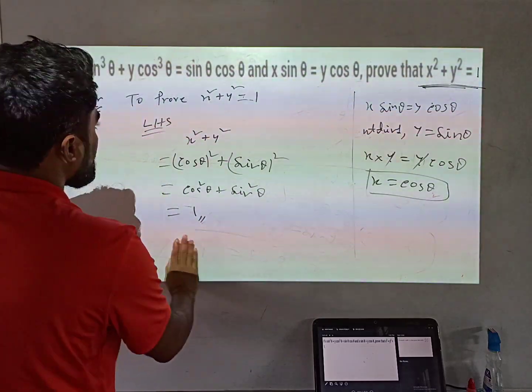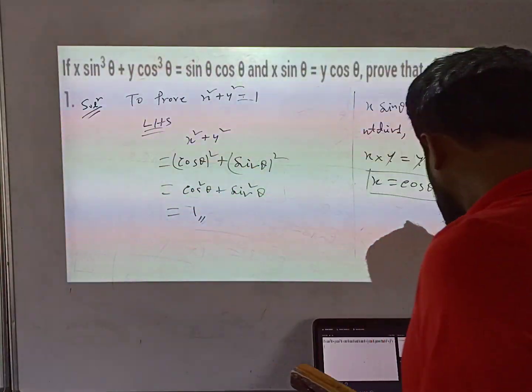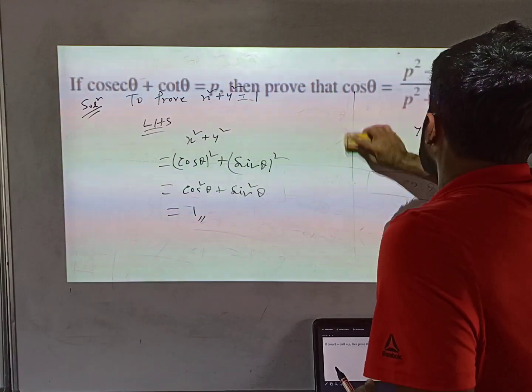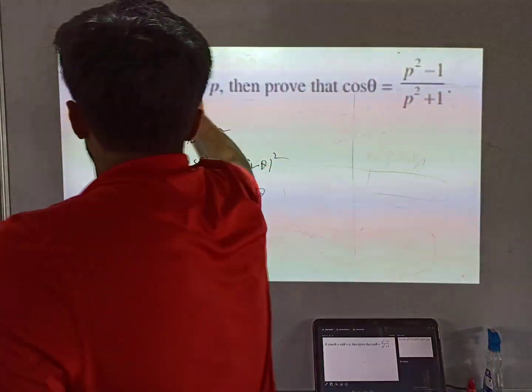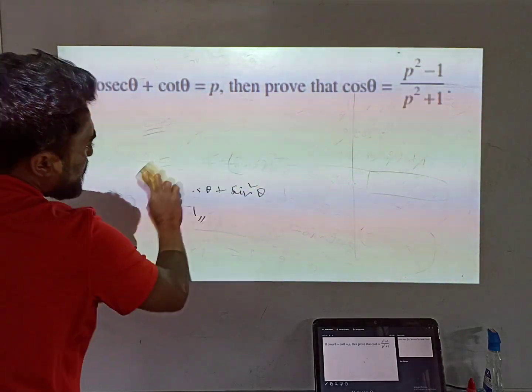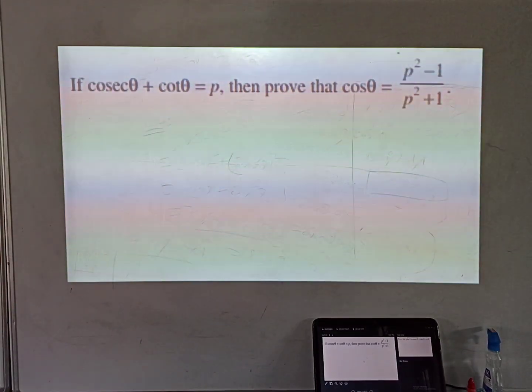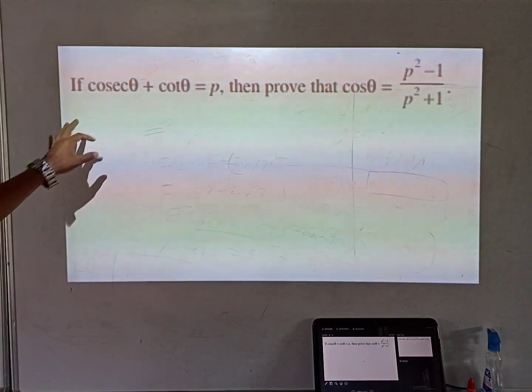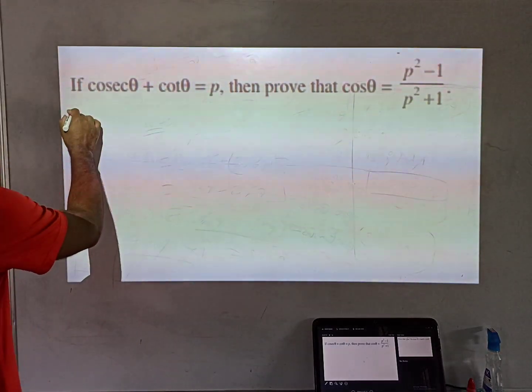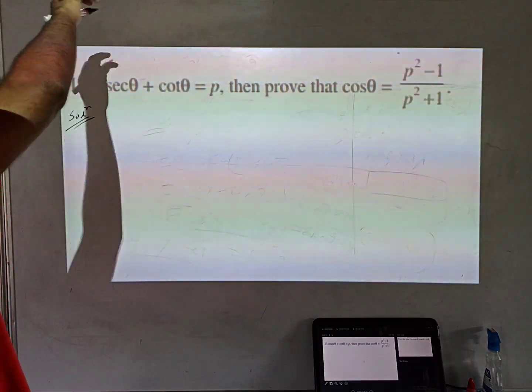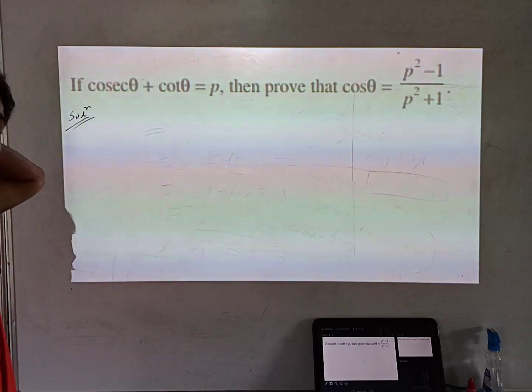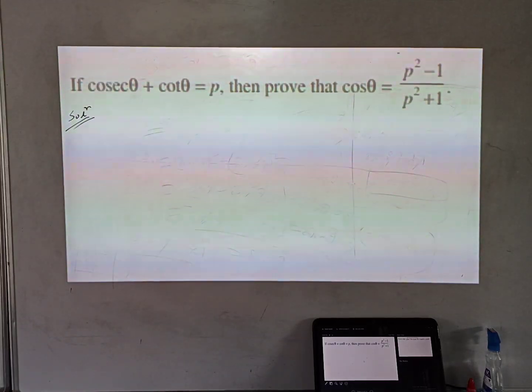Next question. So this is the next question. What is the question? We need to prove that if cosec theta plus cot theta equals p, then cos theta equals this. This is a very easy question. So what are we given? We are given cosec plus cot equals p, then prove that cos theta equals this.